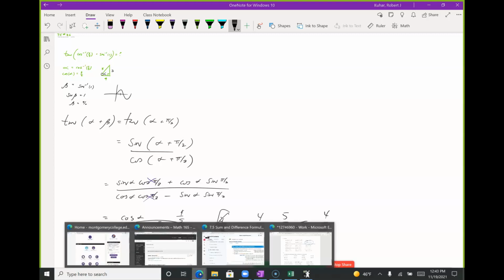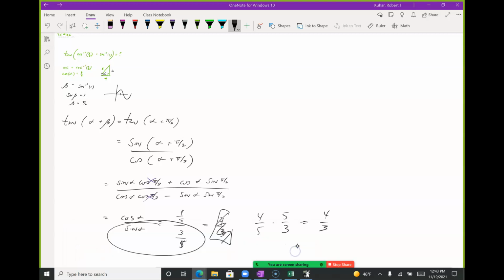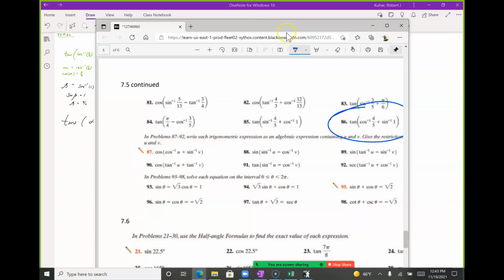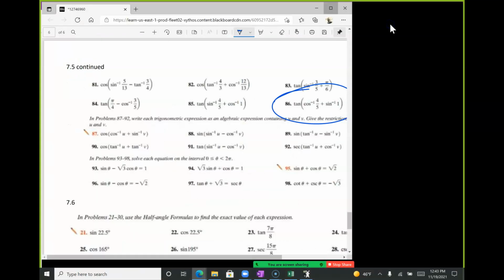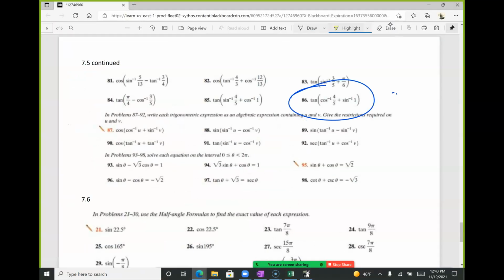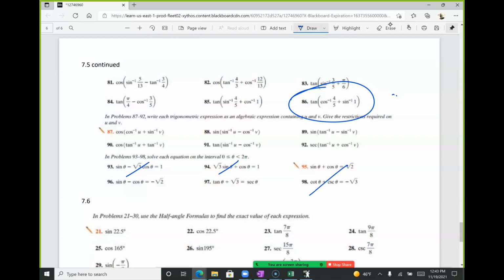All right, let's look at that next set of homework problems there in 7.5. 87 to, I like 87 to 92. I don't really like the other ones. I mean, they're okay to do, but I'm not going to ask you one, so let me just make it a little bit easier on you. Don't do any of these.